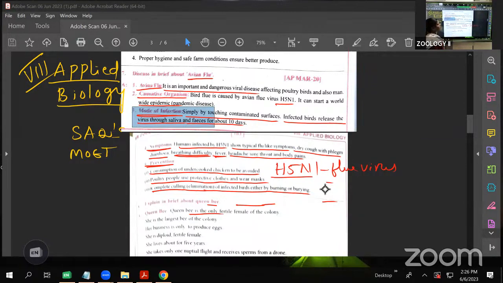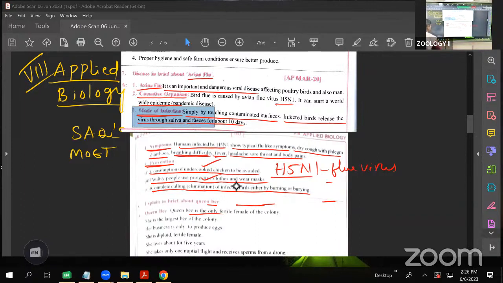Next are the symptoms. It has flu-like symptoms: dry cough, breathing difficulties, fever, headache, and body pains. Next, what is the prevention? Do not eat uncooked chicken. Poultry workers follow procedures and wear protective clothing, masks, and gloves. And if any birds are infected, those birds are buried or burned. This is about the avian flu.